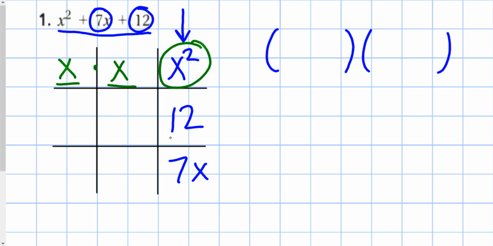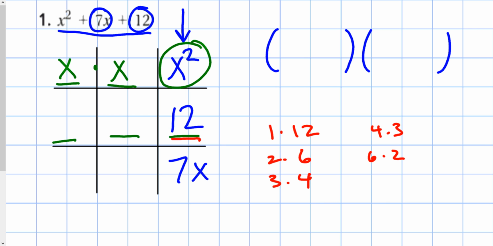In the next spot, you're trying to figure out what two numbers multiply to give you 12. Now, this is where there are a couple possibilities, but only one answer will work. For example, to get 12, you could multiply 1 times 12, or 2 times 6, or 3 times 4, or 4 times 3, or 6 times 2, or 12 times 1. The order is going to make a difference. So I'm just going to start, because I already know the answer, I'm going to start with 3 times 4.